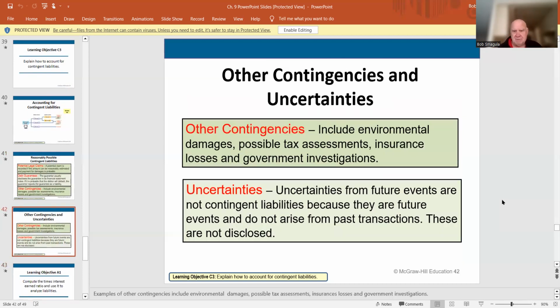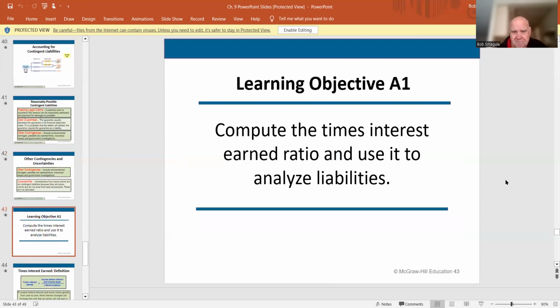Other contingencies: environmental damage, tax assessments, insurance losses. Uncertainties from future events are not contingent liabilities because they're future events and don't arise from past transactions. These are not disclosed, okay? Contingent liabilities. And let's get into a metric.